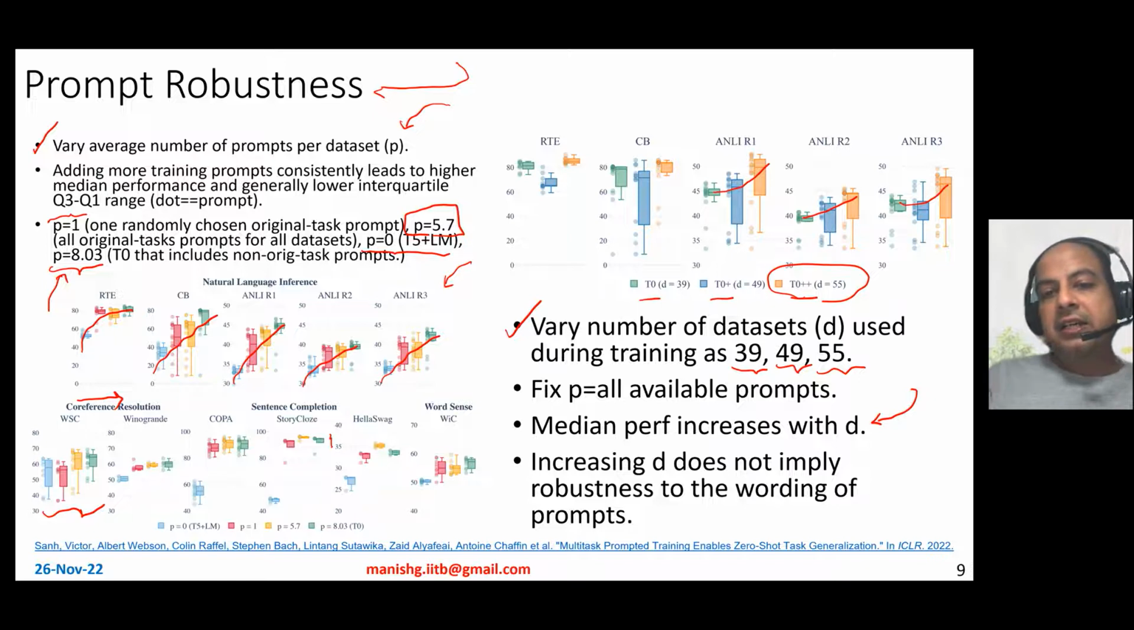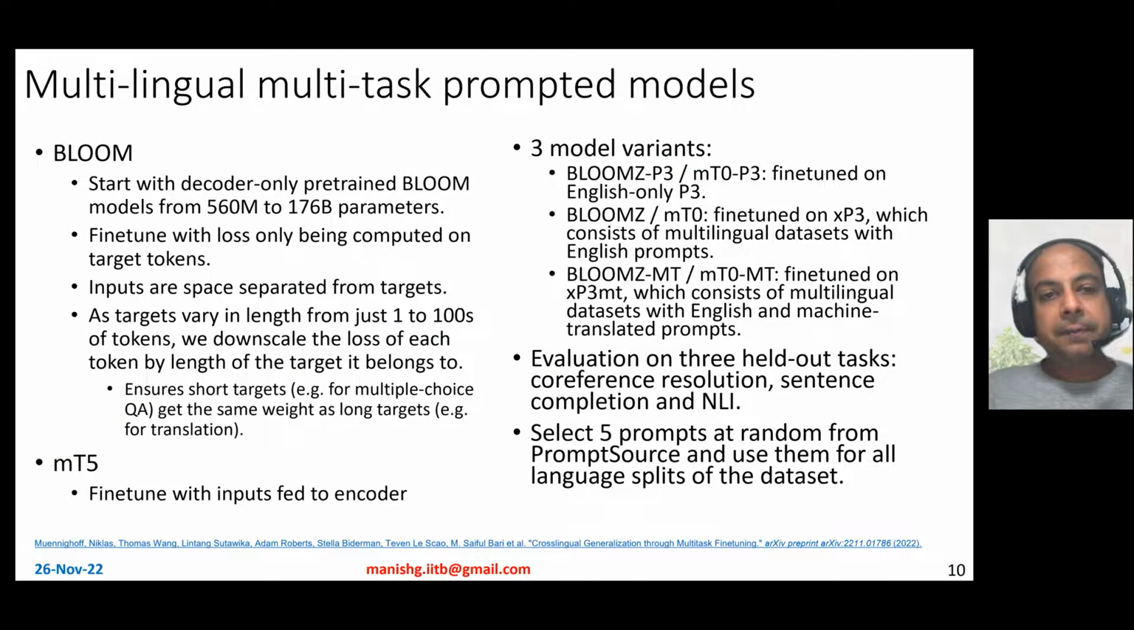However, you cannot really say much about the variance. The variance is not smallest for this one. Sometimes the variance for T0 plus plus is pretty high compared to T0 itself. Okay. So that's about the learnings from English multitask prompted fine tuning.